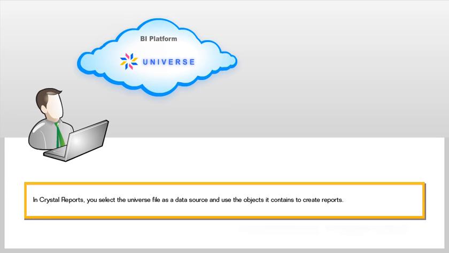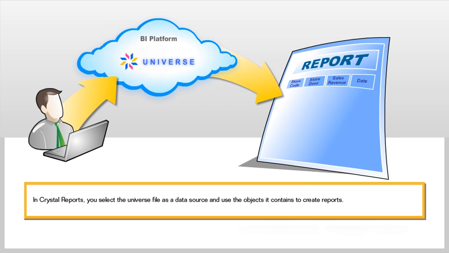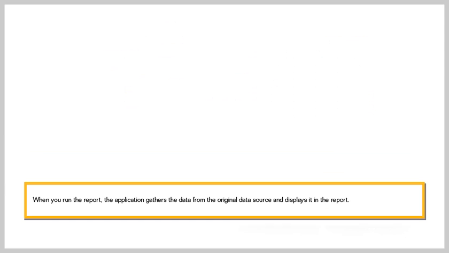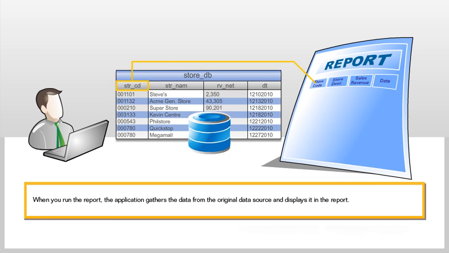In Crystal Reports, you select the Universe file as a data source, and use the objects it contains to create reports. When you run the report, the application gathers the data from the original data source, and displays it in the report.